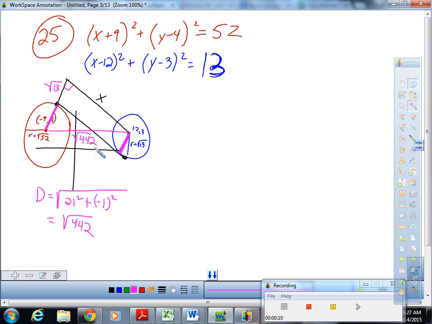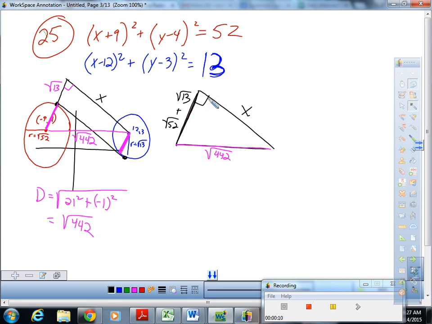Okay? Let me just redraw this triangle as it kind of currently exists. That is radical 52 plus radical 13. Can you see that? That's what this is. This pink line, this pink line is radical 442. And we are looking for the common internal tangent, which is this.